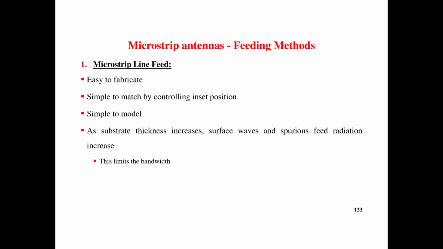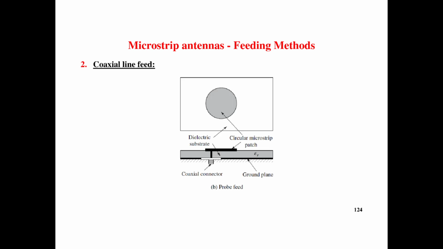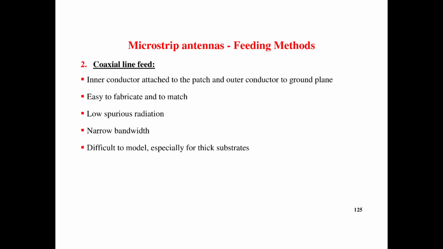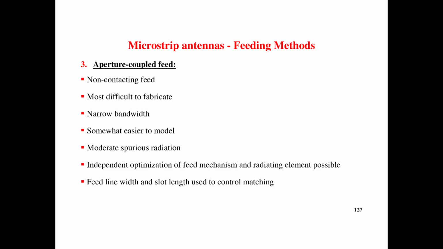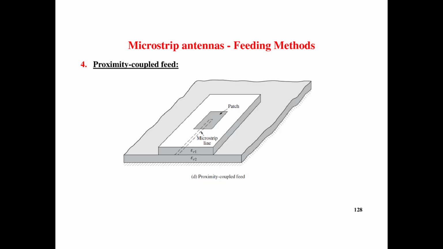The microstrip line feed is easy to fabricate, simple to match, simple to model and simple in substrate. Next is the coaxial feed. In the coaxial feed, the inner conductor is attached to the patch; it is easy to fabricate with lower spurious radiation, but has narrow bandwidth and is difficult to model. Aperture coupled feed consists of a microstrip line, patch and slot. It is a non-contacting feed, most difficult to fabricate, with narrow bandwidth, easier to model, moderate spurious radiation and independent optimization of the feed line.